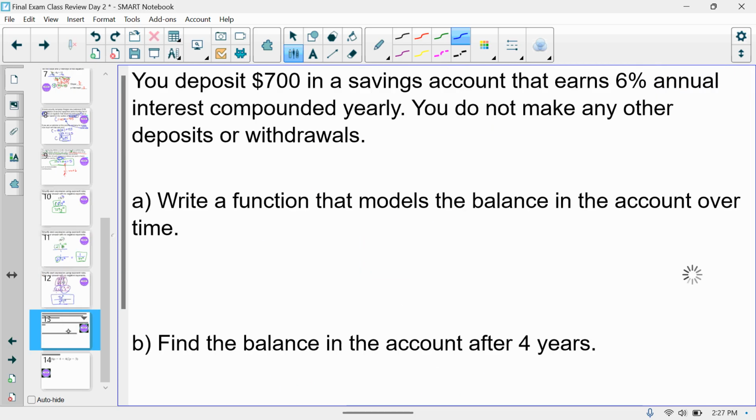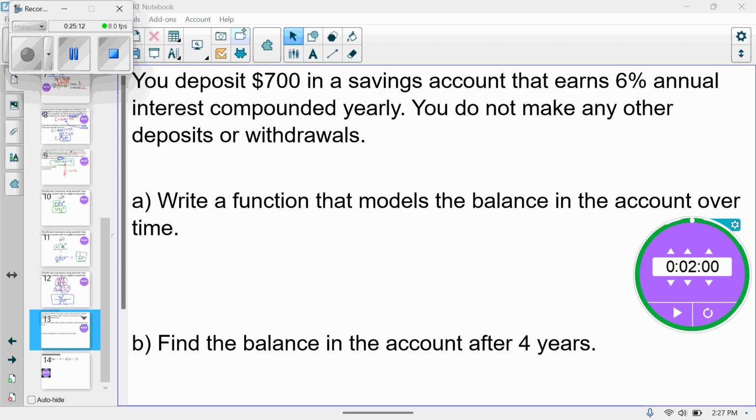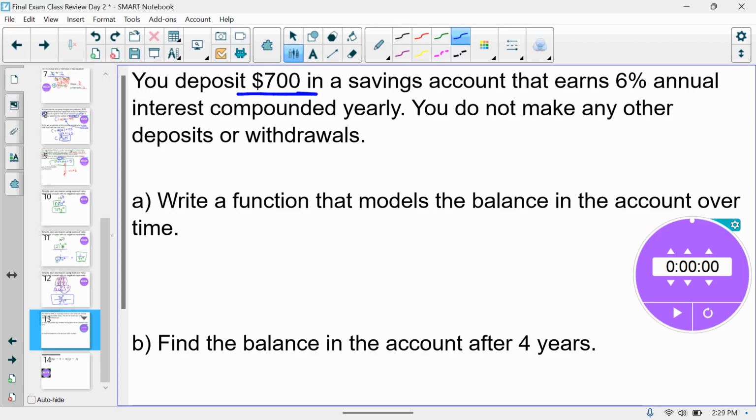All right, we just had a quiz on this a couple days ago, but go ahead and see if you remember it. So you deposit $700 in a savings account that earns 6% annual interest compounded yearly. You don't make any other deposits or withdrawals. Write a function that models the balance in the account over time.